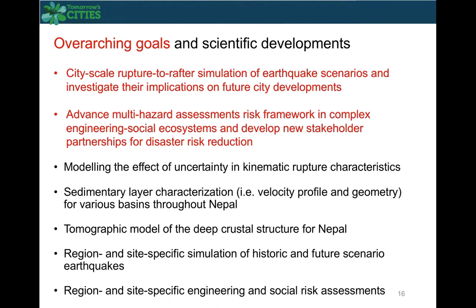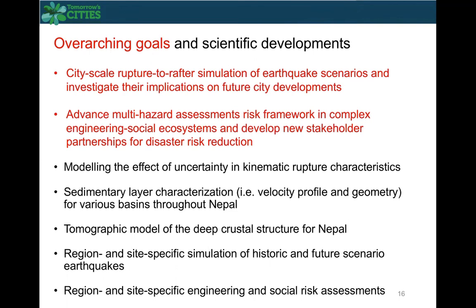In terms of scientific earthquake hazard developments, we will focus on modeling the effect of uncertainty in kinematic rupture models, and by gathering passive seismology data, we will investigate the deeper structure and near surface sedimentary layers in the Kathmandu area in order to establish a high quality tomographic model of the Kathmandu and also hopefully a tomographic model of Nepal.